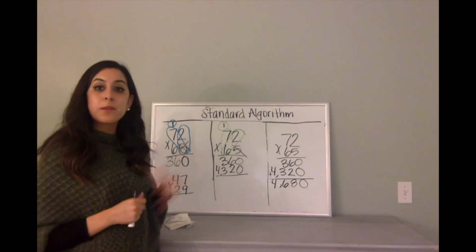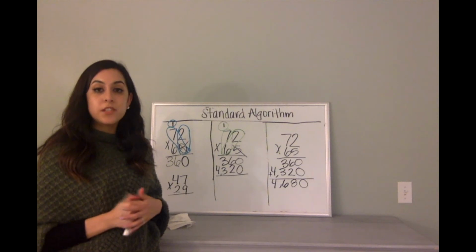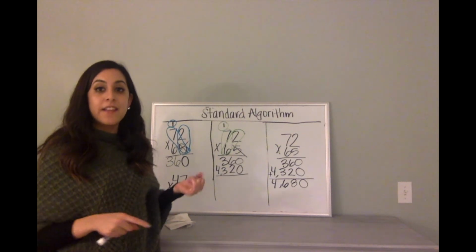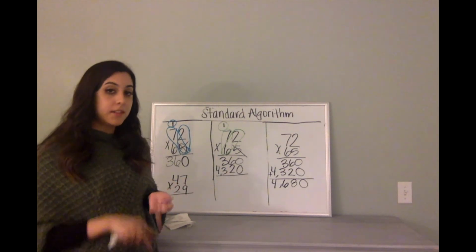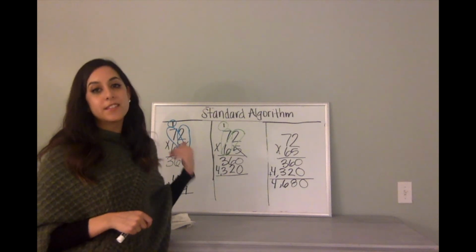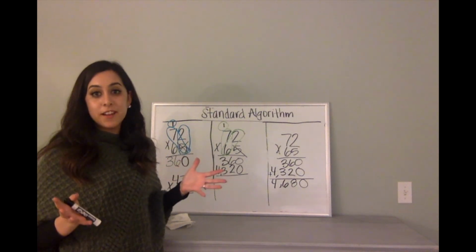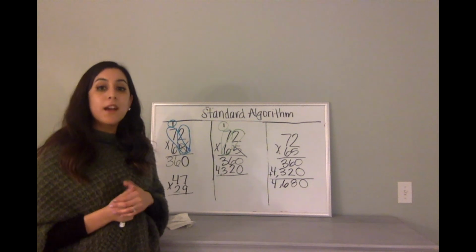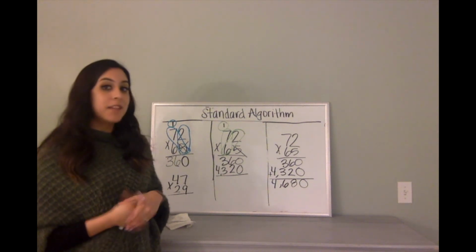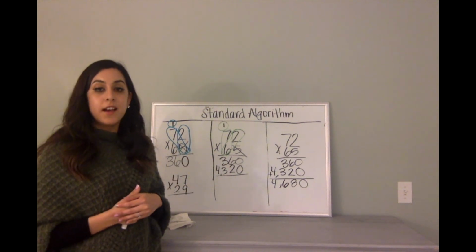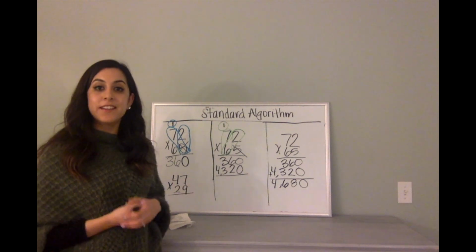So those are the 3 ways that we can multiply two-digit numbers. The first one is area model. The second one is grouping by using parentheses, and the third one is the standard algorithm. I hope you guys learned a lot, and remember to rewind and pause anytime that you need to go back to the video so that you can follow the strategies that you've just learned.